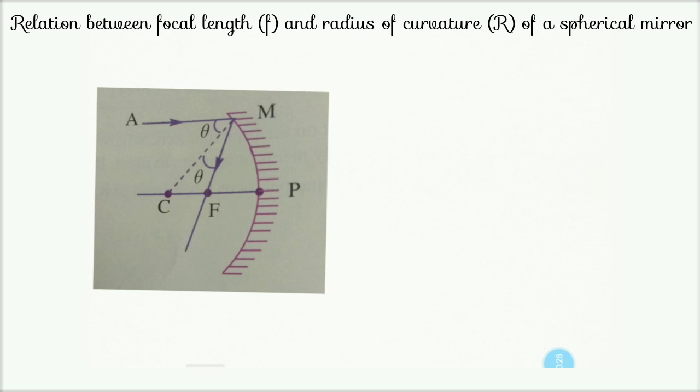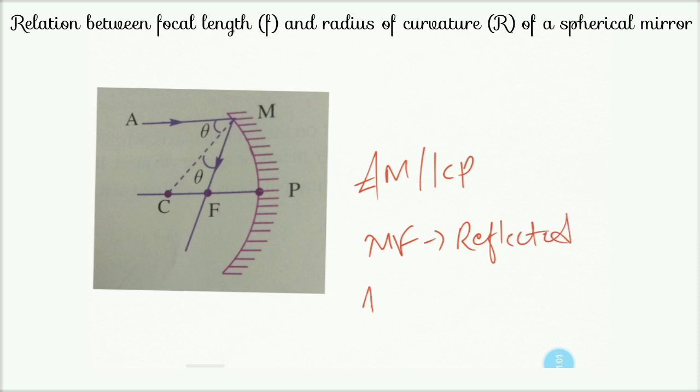First, I have taken one concave mirror here, as you can see. Then I have taken the principal axis here, and a beam of light, that is AM. AM is parallel to CP. Remember that I have taken a beam parallel, and obviously the reflected ray from M will meet at the focus. So MF is the reflected ray and AM is the incident ray. Now this is clear, right?